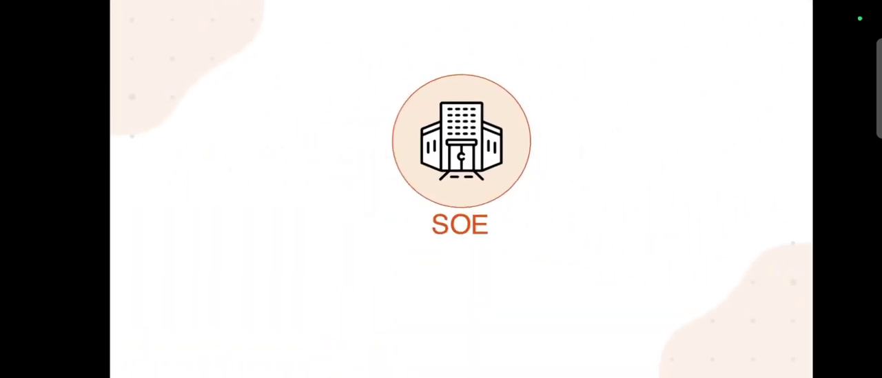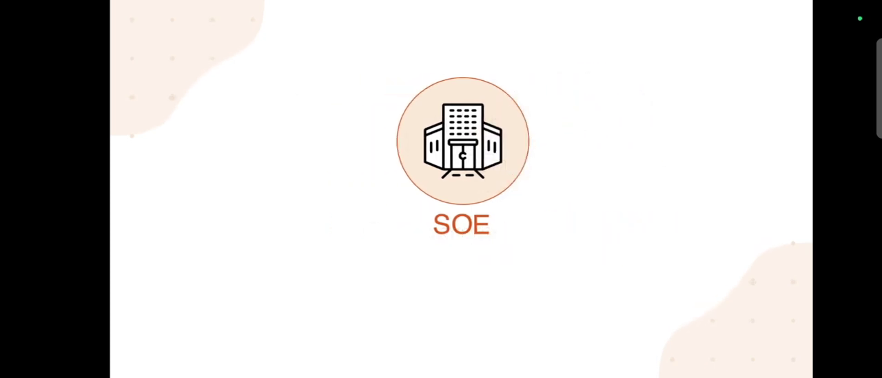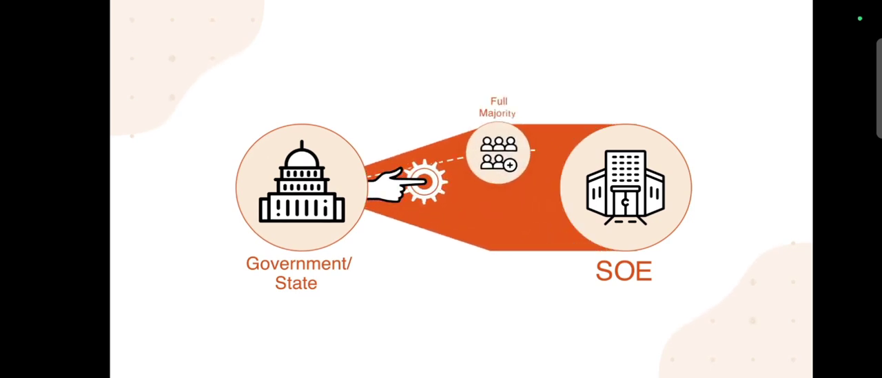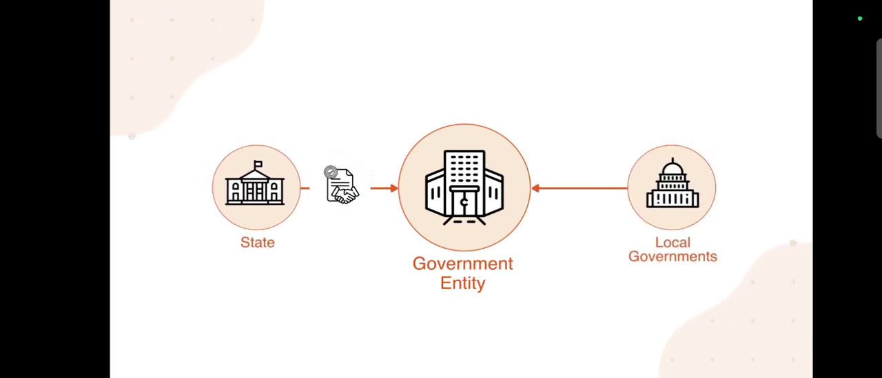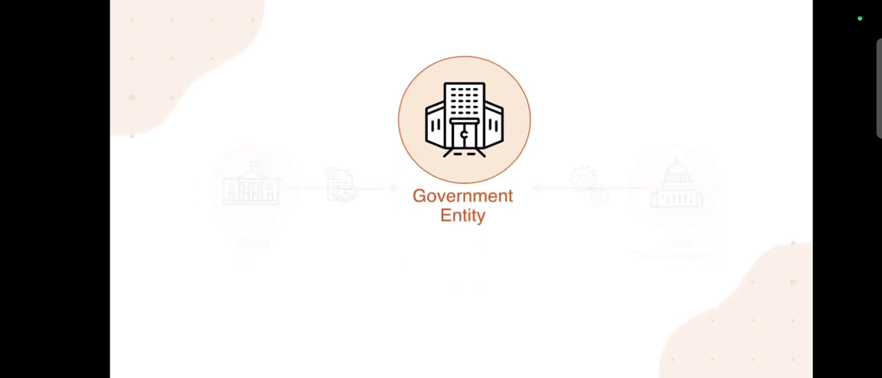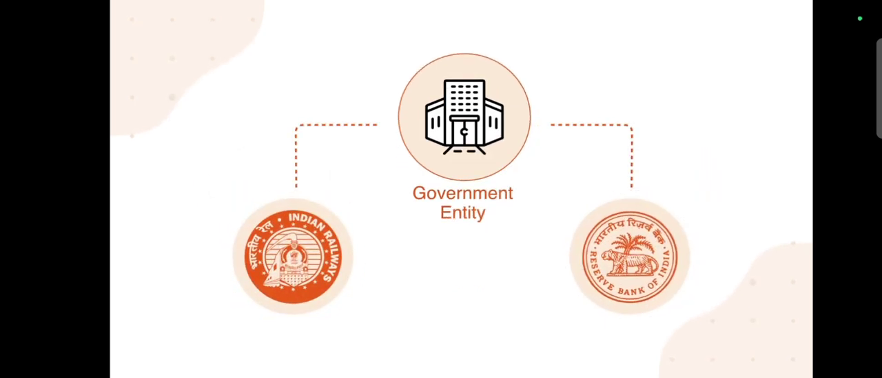A state-owned enterprise, or SOE, also known as a government-owned enterprise, is a business where the government or state has significant control through full majority or significant minority ownership. This entity is closely affiliated to state and local governments, generally by government ownership or control. Examples are Indian Railways and Reserve Bank of India.